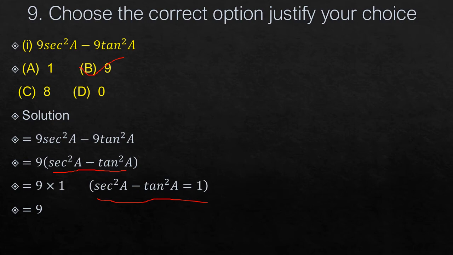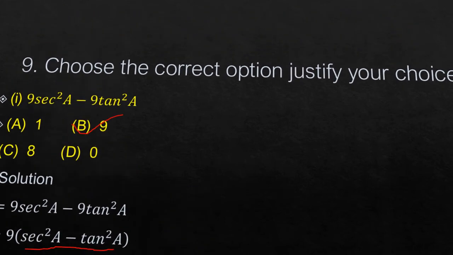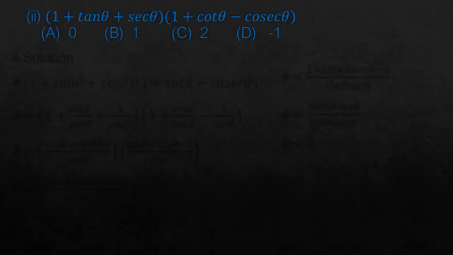Now the second part is (1 plus tan theta plus secant theta), these first three terms in the bracket, then again a bracket started, (1 plus cot theta minus cosecant theta), bracket closed. Means you have to multiply these three terms with these three terms, and your options are A 0, B 1, C 2, and the last option D is minus 1. Okay, so let us solve this.